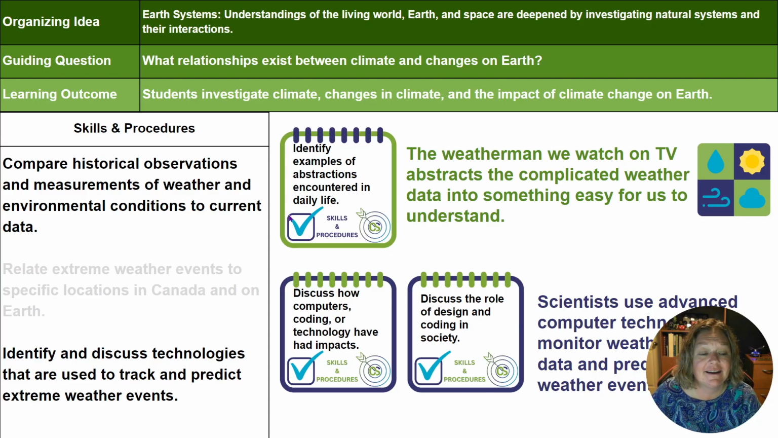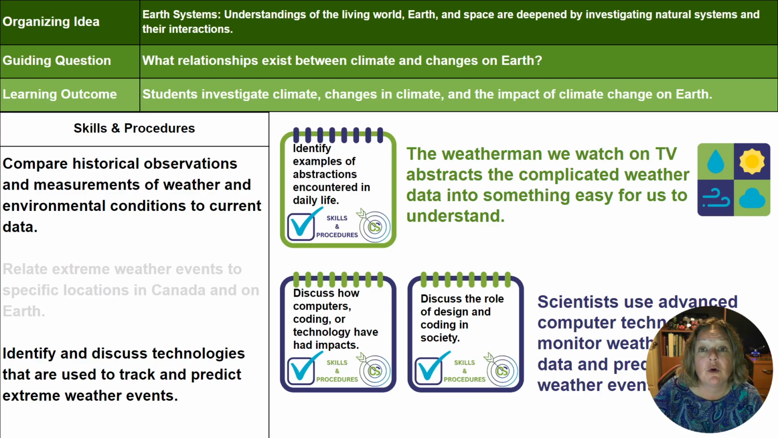Identifying and discussing technologies that are used to track and predict extreme weather events is an excellent opportunity for you to bring in the computer science skills around computers, coding, and technology having impacts, and how design and coding has a role in society, because we can look at how the technologies that are used to predict extreme weather events have evolved and changed over the years, and how has that changed our lifestyle and quality of life and safety.